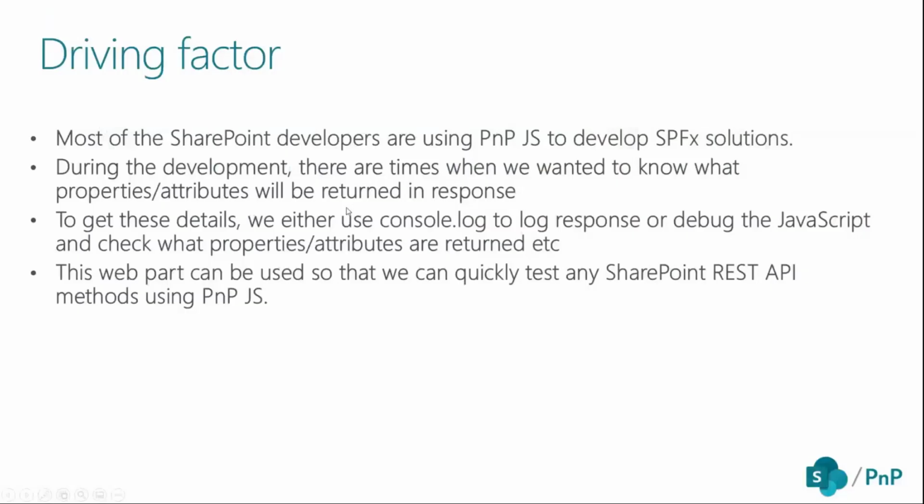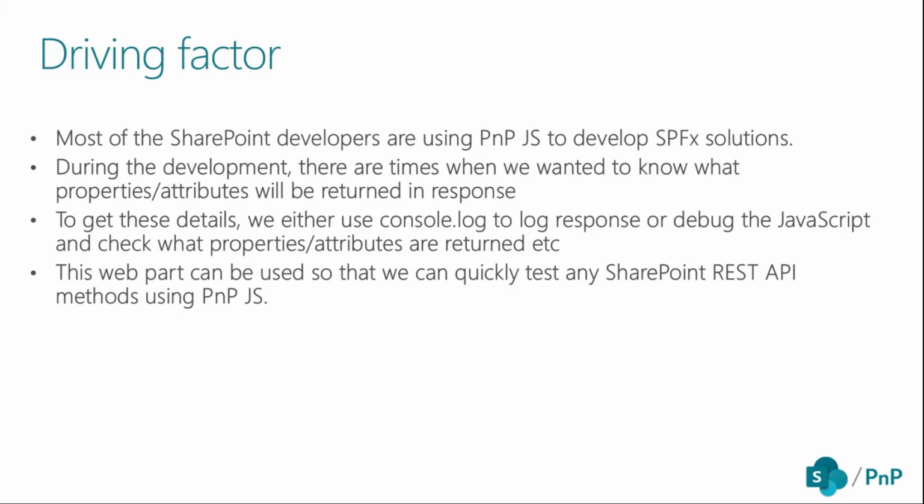So the driving factor: as we know, there is heavy usage of SPFx to customize our SharePoint-based and now Teams-based solutions also. And among these customizations, we SPFx developers use PnPjs every now and then, rather than calling the native REST APIs around SharePoint and Graph. So during development, what I have found is, there were times where we wanted to know what attributes or properties are getting returned in the response.